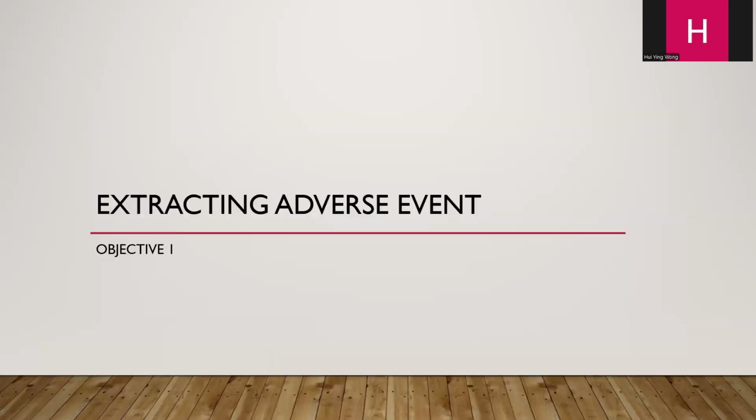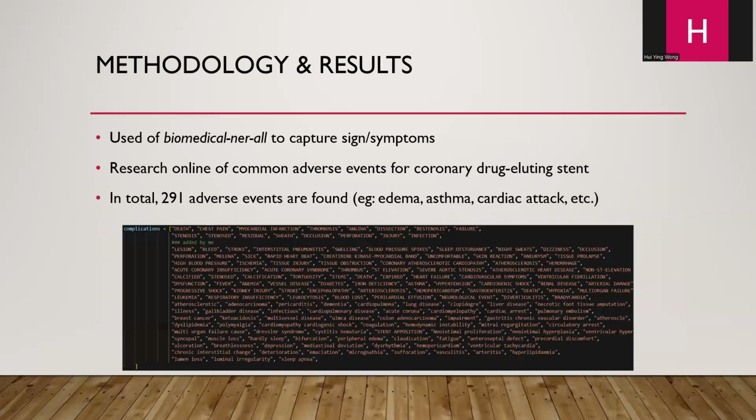And moving on to extracting the adverse events from the test reports. Basically, I use 2 methods to find as many events as I can. That is first, reading lots of research papers to find the common adverse events for this stent. As in this screenshot, we can see around 50 adverse events I found from the research papers.